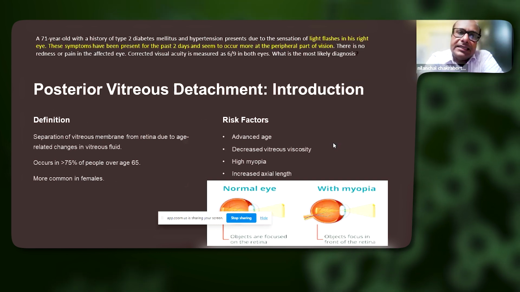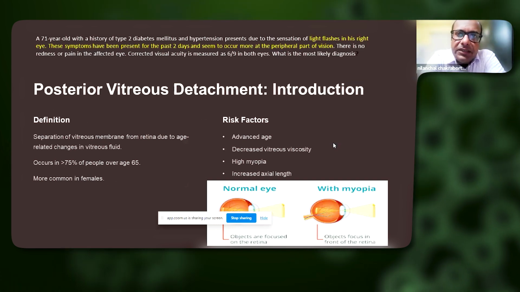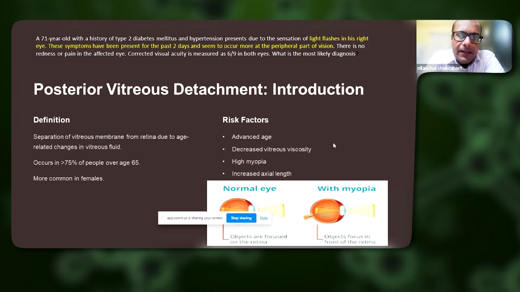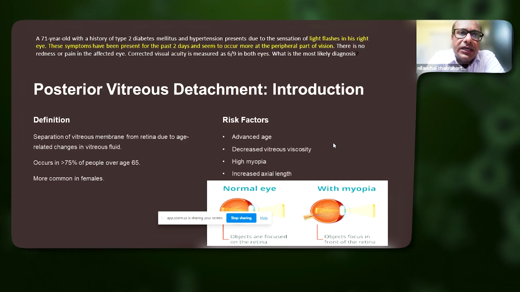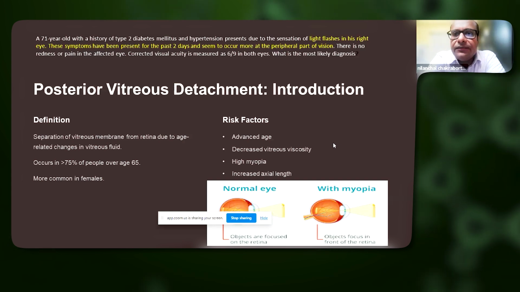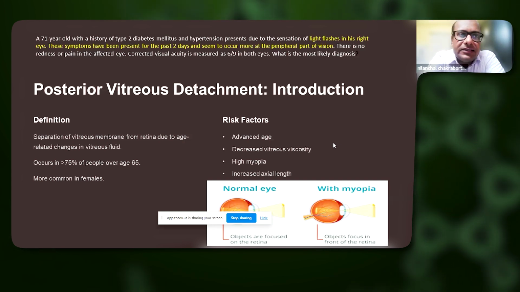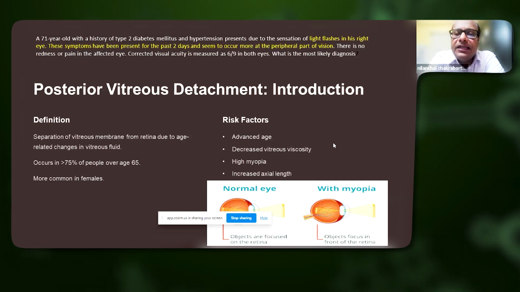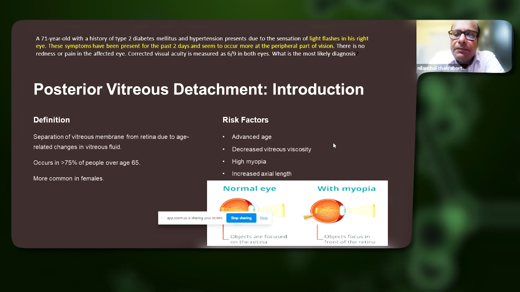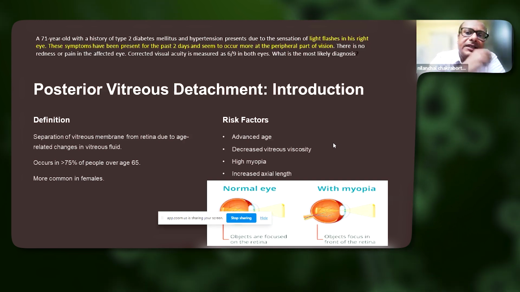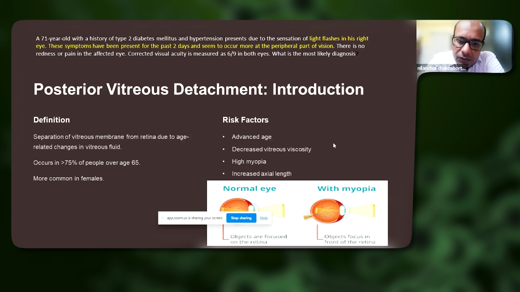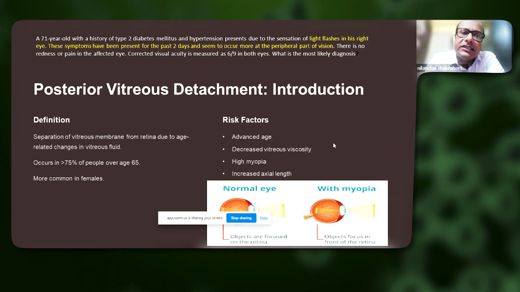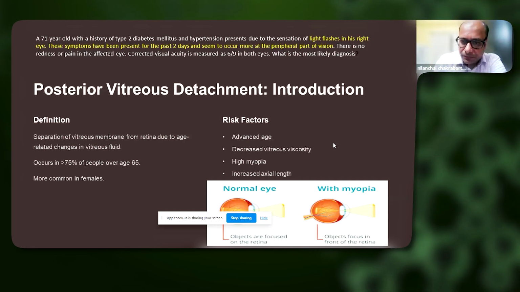Then the other thing is posterior vitreous detachment, where the history will usually give flashes of light and floaters. So a 71-year-old with type 2 diabetes, hypertensive, has a sensation of light flashes in the right eye. Symptoms have been there for the last 2 days, so relatively progressive, more in the peripheral part of the vision. So a progressive thing is going on in a vasculopath with light flashes. So here the diagnosis is vitreous detachment.